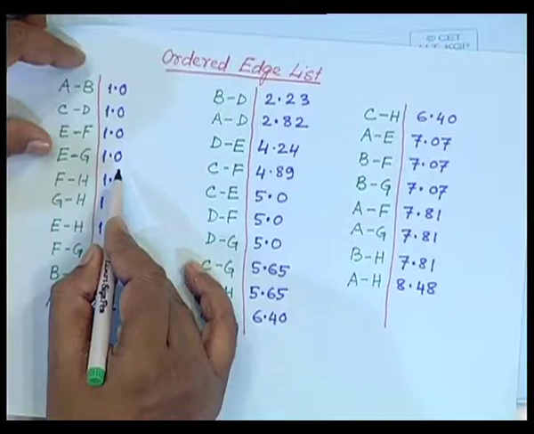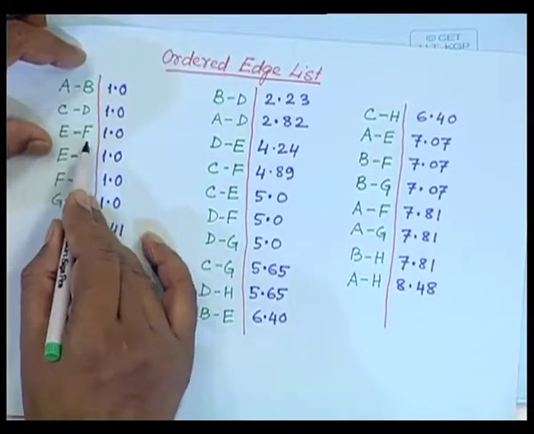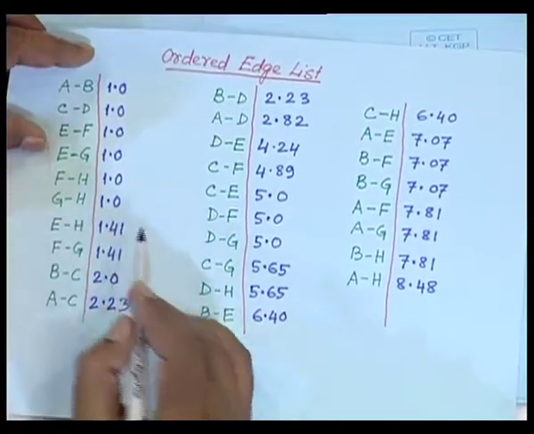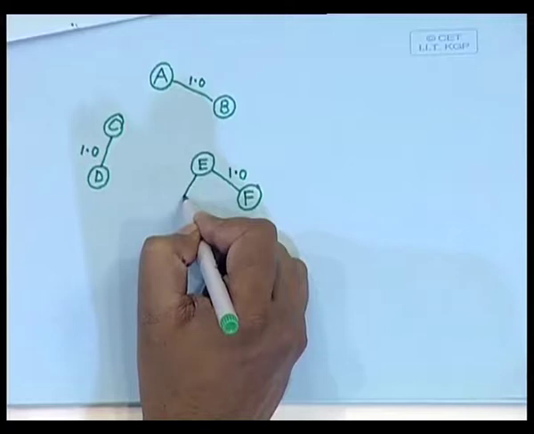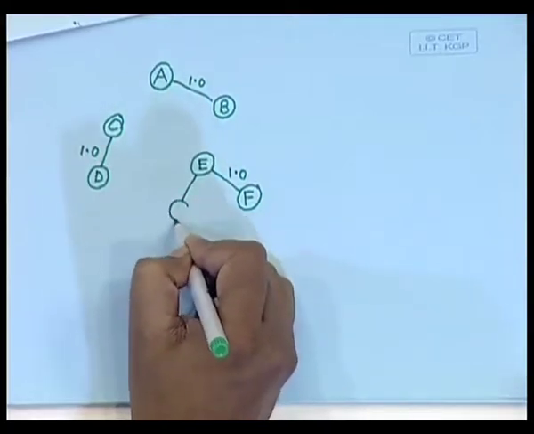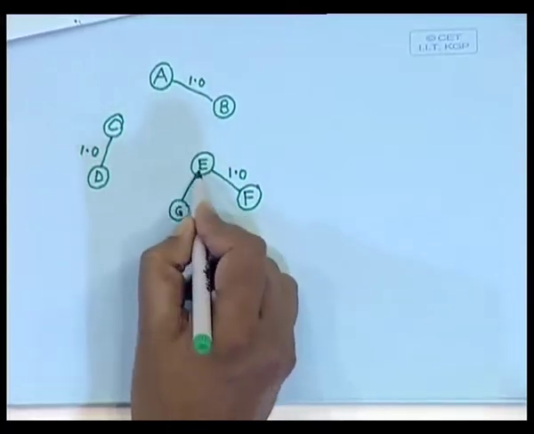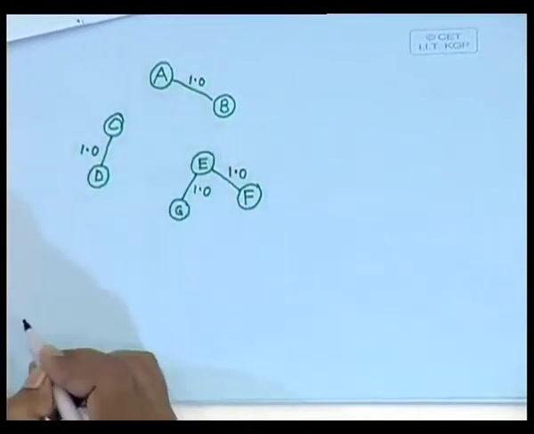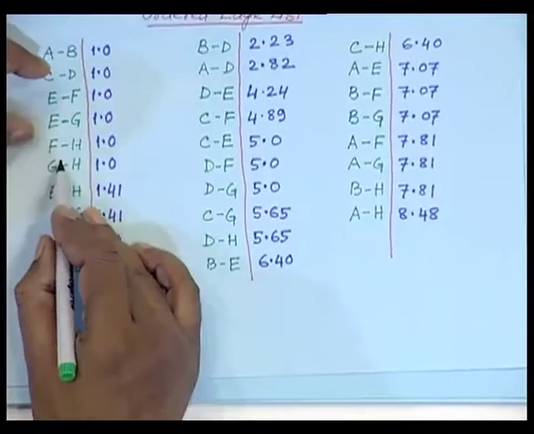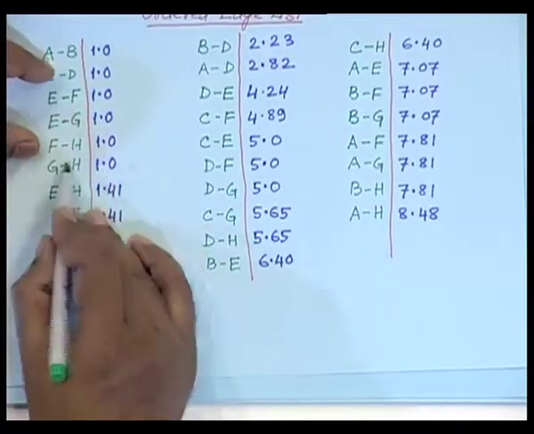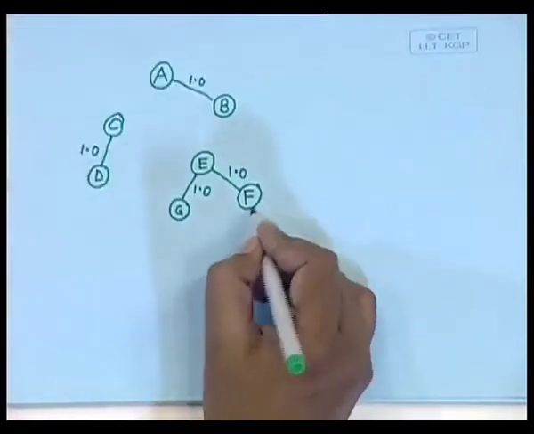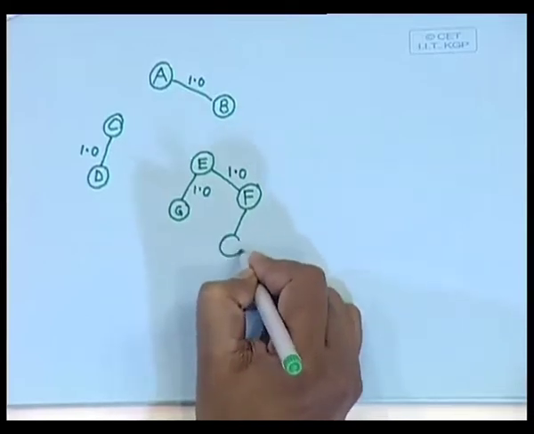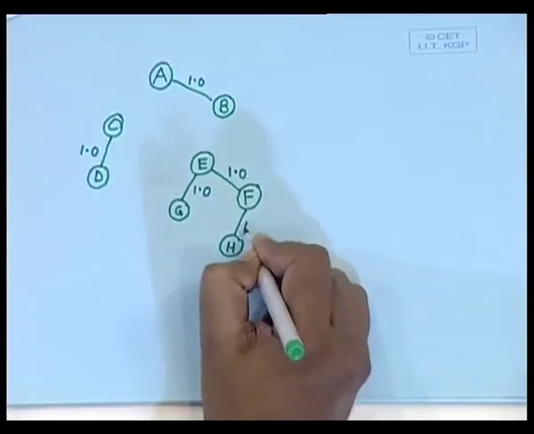Then E G. Now you find that between E F and E G, the node E is common. So, I will include this E G and connect it to this existing tree by this edge E G, and its weight is also 1.0. The next one is F H, whose weight is also 1.0. F I already have, so this is another node, F H, and this weight is also 1.0.